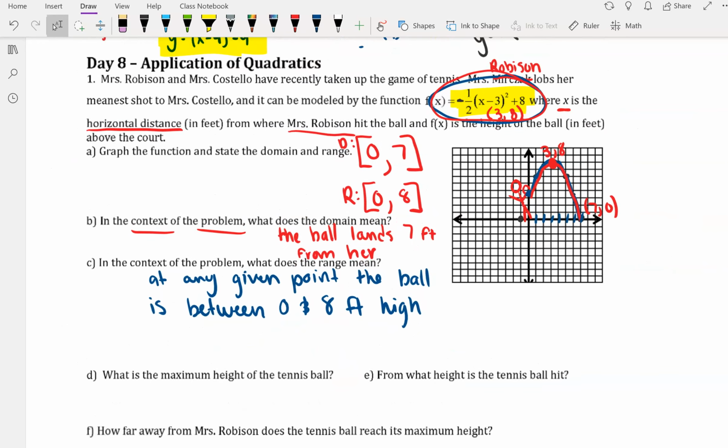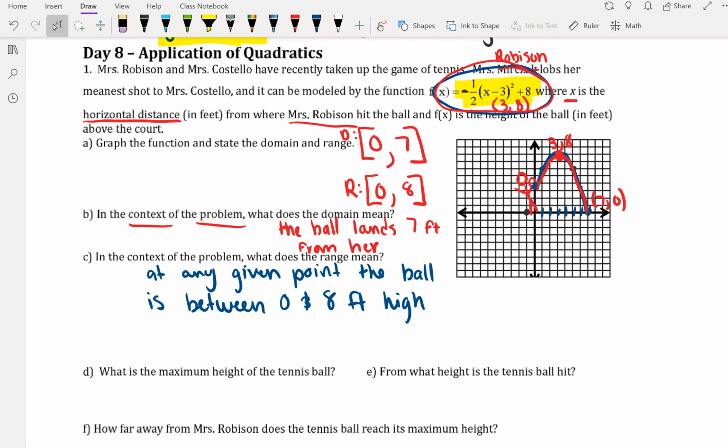What is the maximum height of the tennis ball? So that directly relates to what we just talked about. And if you look at our diagram, the maximum height here is the y-coordinate of the vertex. The maximum height is 8 feet.